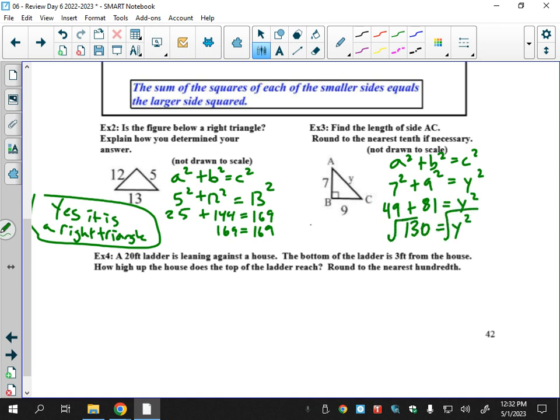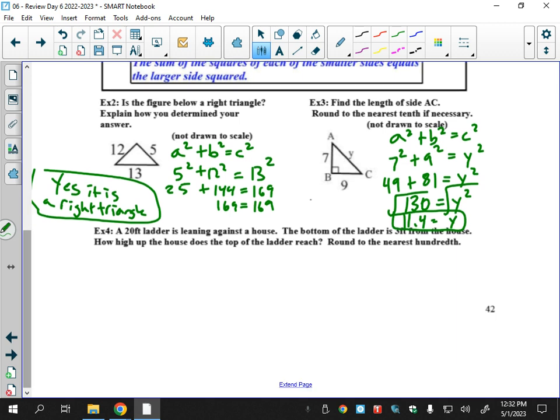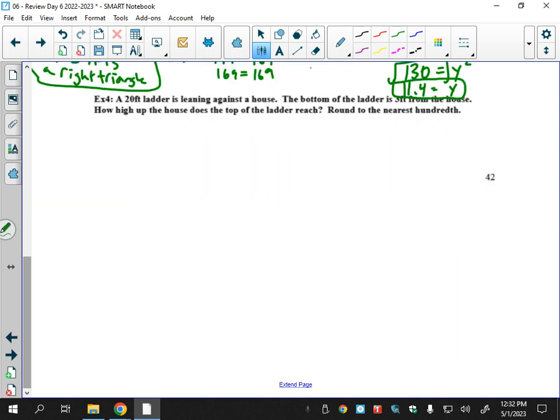Now we take the square root of both sides. I'm going to round to the nearest tenth. We weren't given any direction, so I'll just do the nearest tenth. And that'll give us 11.4 is our value of y. Okay. Another type of question, finding a different side of our triangle and also having to draw a picture. A 20-foot ladder is leaning against a house. The bottom of the ladder is 3 feet from the house.